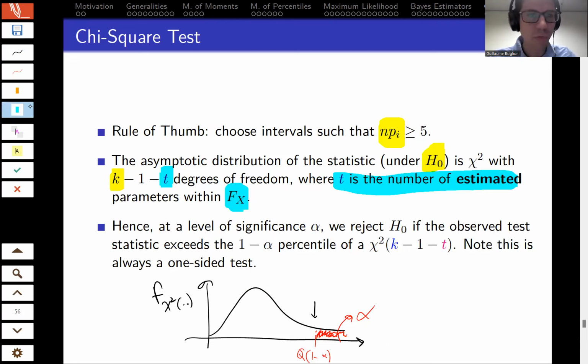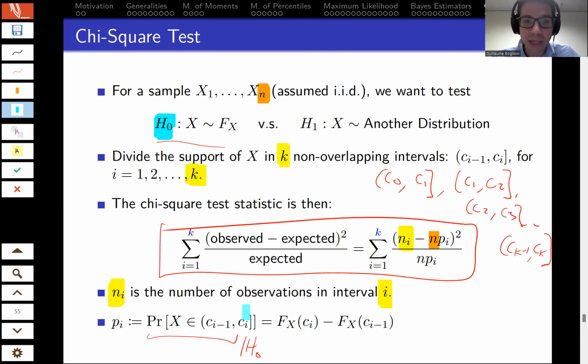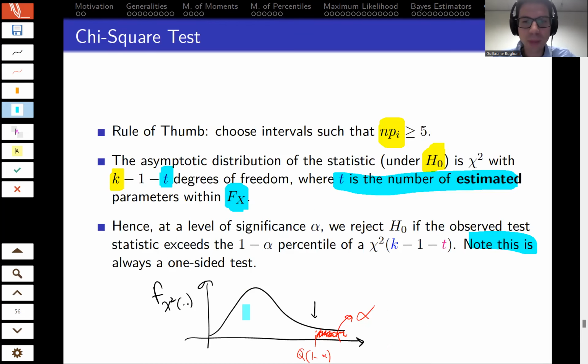Just be careful, this is always a one-sided test. We reject only for big values, because small values don't make us reject. Small values mean that what you observe is very close to the expected. You don't want to reject in that case. So it's a one-sided test. Hopefully that's relatively clear.